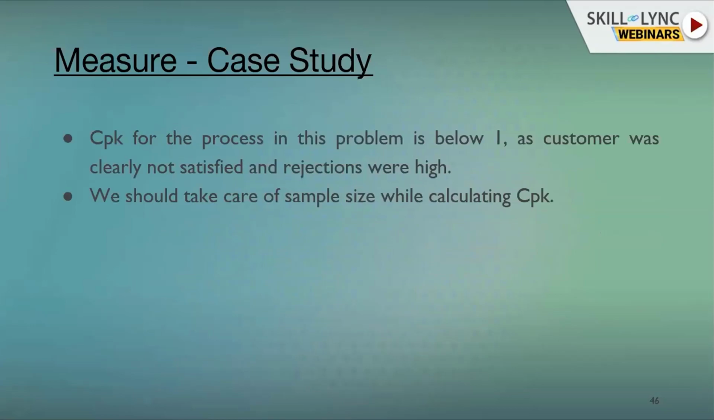And so CPK for the process in this problem is below 1, so the customer was clearly not satisfied. The lower the CPK, the worse is the process. The better the CPK, the better is the process. For Six Sigma, 1.33 is the CPK value for 3 Sigma, and a CPK value of 2 is for 6 Sigma. That's how we define whether a particular process is good or bad. If it is less than 1, the customer is definitely dissatisfied.